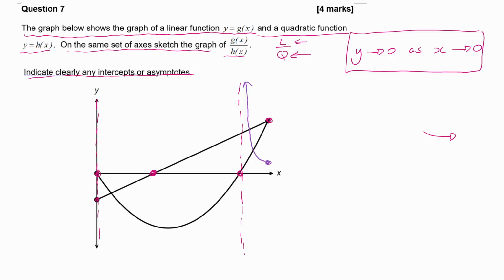Now, to the left of this root, both of the functions are negative. So our function must be positive. So it must come down like this and have its root here. And then after that, the linear is positive and the quadratic is negative. So it must be negative and go off along this asymptote just here.